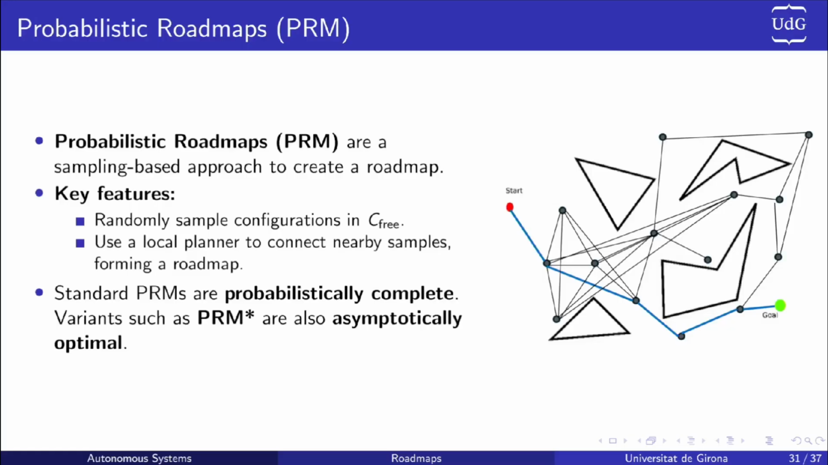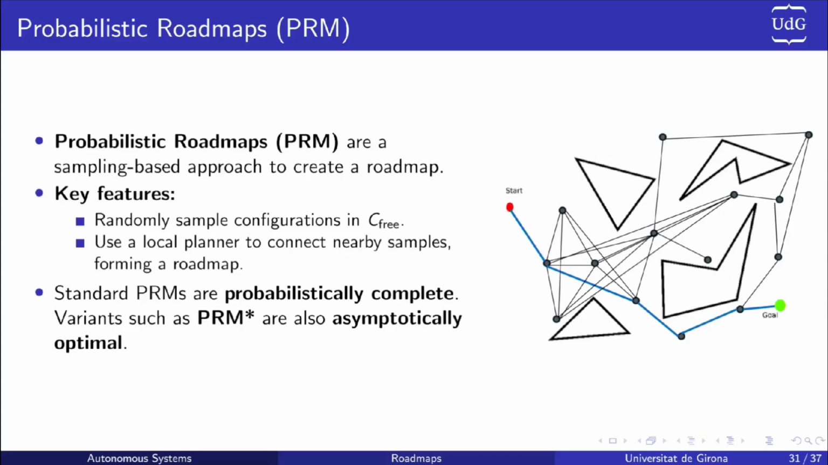I was checking during the break whether I have an explicit slide explaining the difference between the local planner and the global planner. Sorry, I didn't find it, so I forgot to add it. In my head it was there, but it seems it's not there.